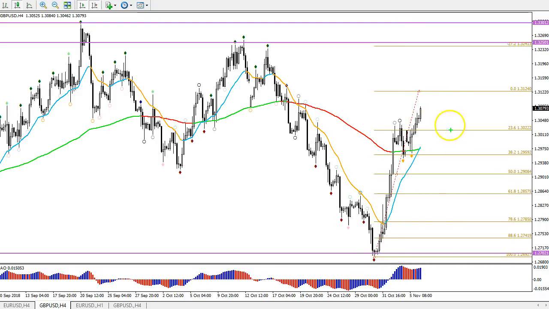So if it does go to 132.31.25, let's put the fib from the very bottom to the future top that we expect, and I wouldn't be surprised if the price falls down to the 23.6 fib, then bounces, and then heads down, for instance, to the 50 fib or 38 or 61.8 fib, which all are Fibonacci support levels where price could bounce.